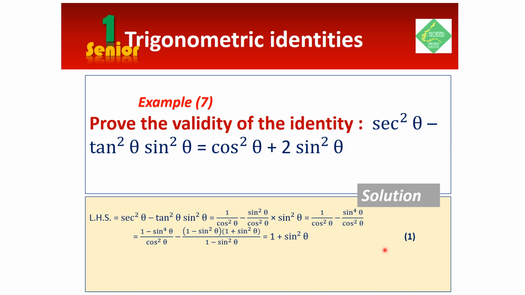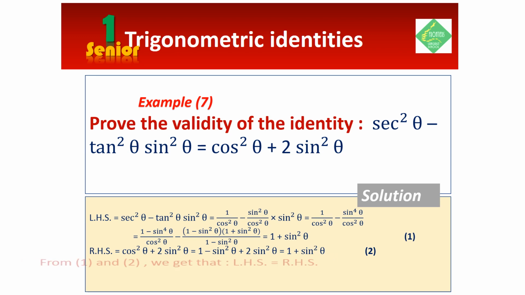So let's work on the right hand side. Cosine square plus 2 sine square theta. You can easily distribute 2 sine square to be cosine square theta plus sine square theta plus sine square theta. But cosine square theta plus sine square theta will be 1. Okay, what about the another sine square theta that remains? Yes, it will be sine square theta. And cosine square theta plus sine square theta is 1. And remains 1 sine square theta, so it will be 1 plus sine square theta. Name it number 2. And from 1 and 2, you find that left hand side equals right hand side.